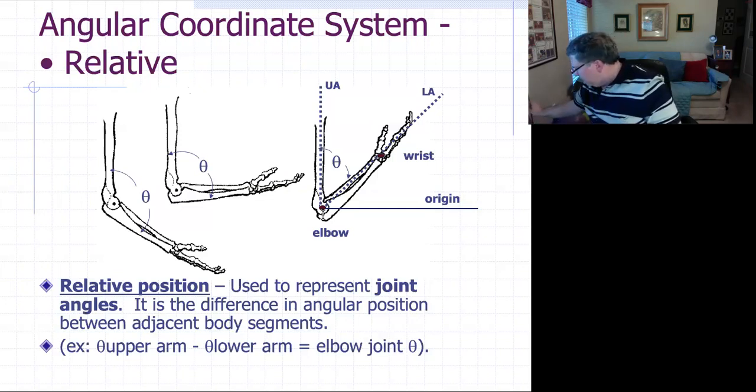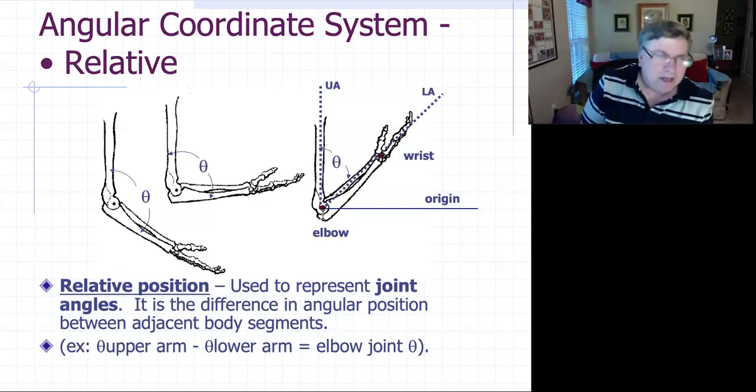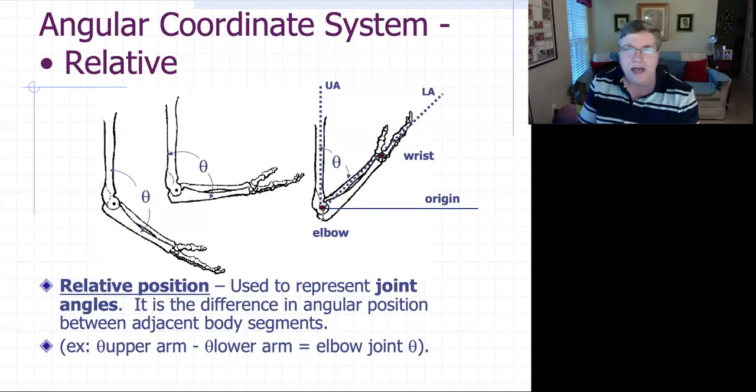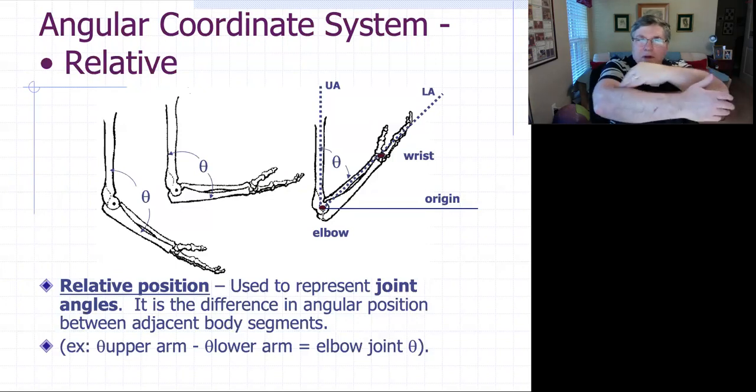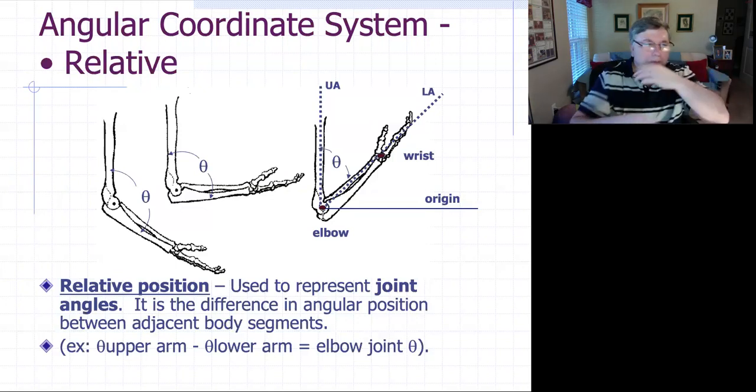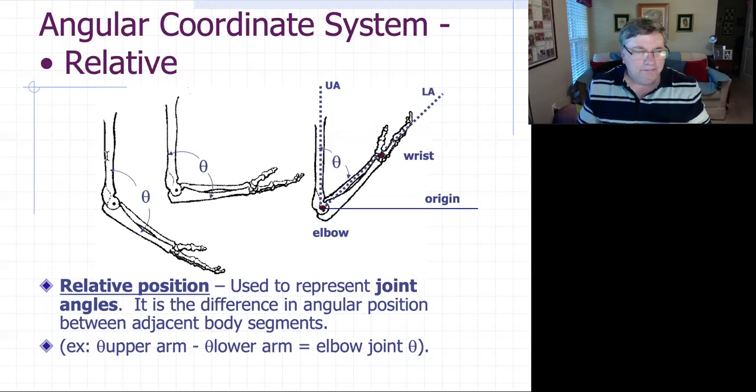One of the main instances where we're going to take the difference between two adjacent segments is when we calculate a joint angle. So that means we're going to take the difference between the angular position of the upper arm and the lower arm. If we're looking at the movement of the knee joint, we're going to take the difference between the upper leg and the lower leg.